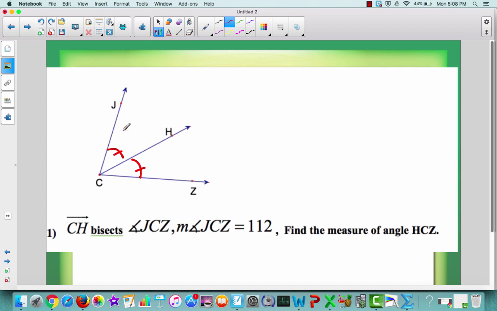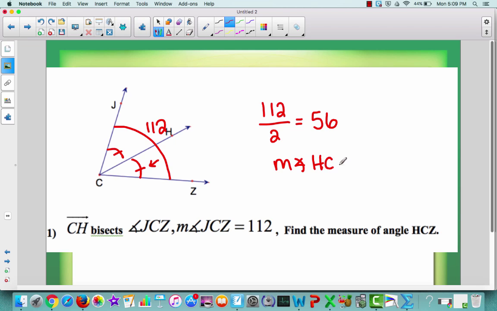In this case, I just made it a tiny bit harder. What did I do? Well, I gave you the entire angle. I told you the whole thing is 112. If the whole thing's 112, then if I take 112 and divide it by 2, I'm going to get each angle. So 112 divided by 2 is what? Let's see, 56. So the measure of angle HCZ, this angle right here, would be 56 degrees.